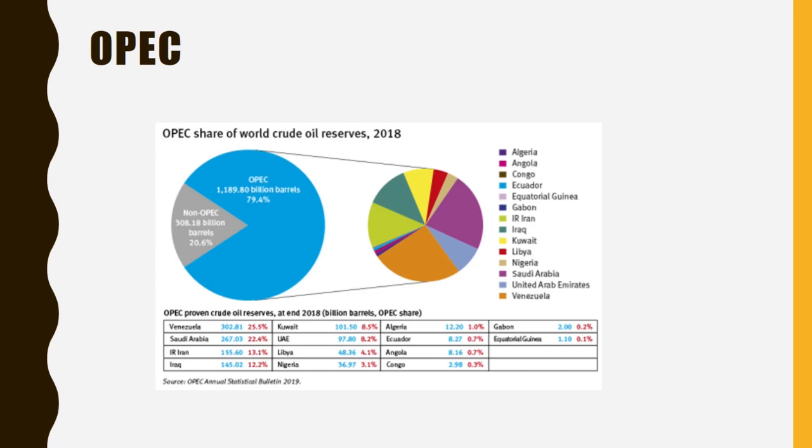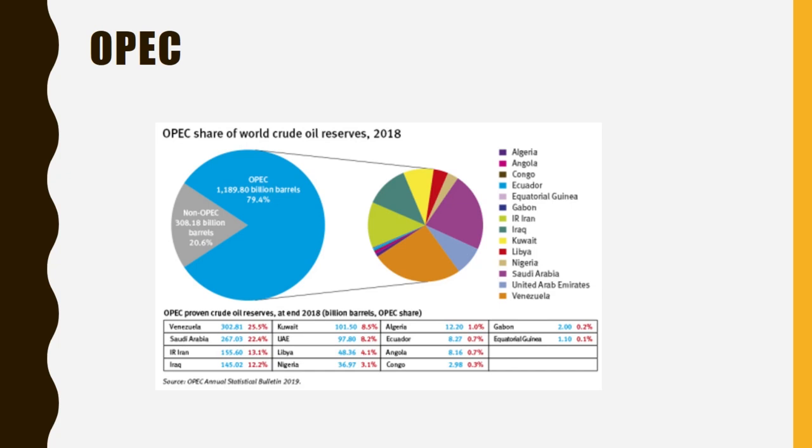So let's start by looking at the left side of the graph. And we see that OPEC controls what? Almost 80% of the world's crude oil reserves, right? 79.4%, which means non-OPEC countries control only 20.6%. So those countries that are members of OPEC control almost 80% of the world's oil reserves. And you can see them listed on the right. So we've got, and you don't need to write these down, but let's just take a look. We've got Algeria, Angola, Congo, Ecuador, Equatorial Guinea, Gabon.